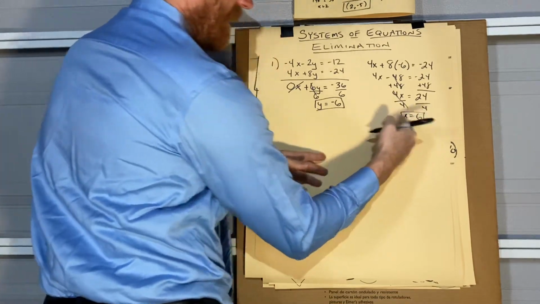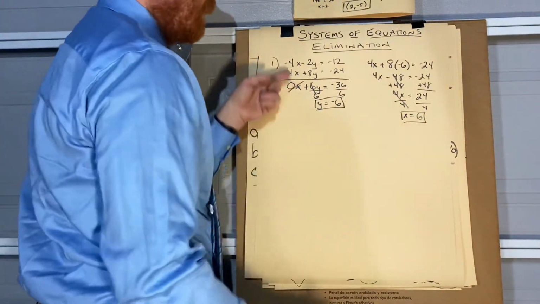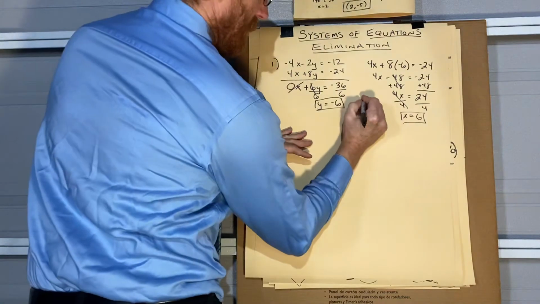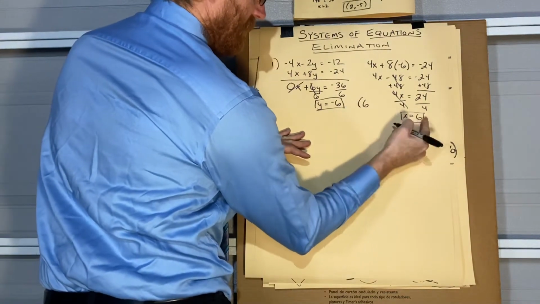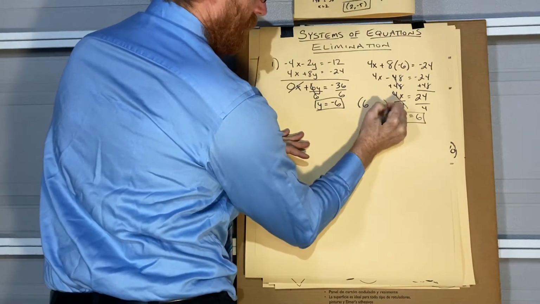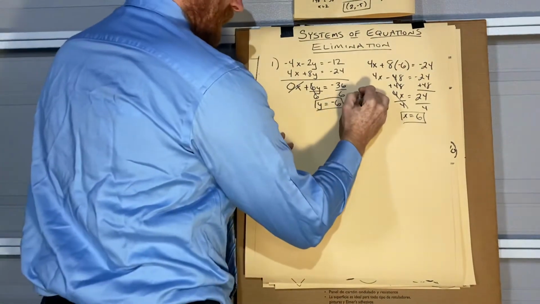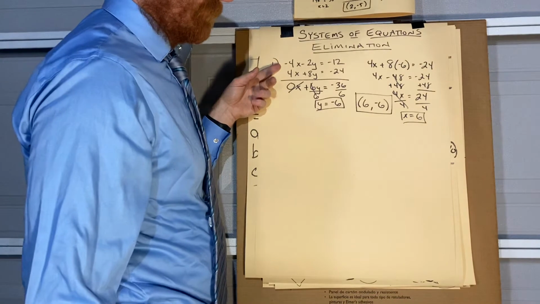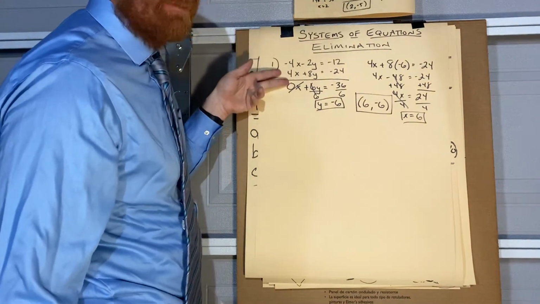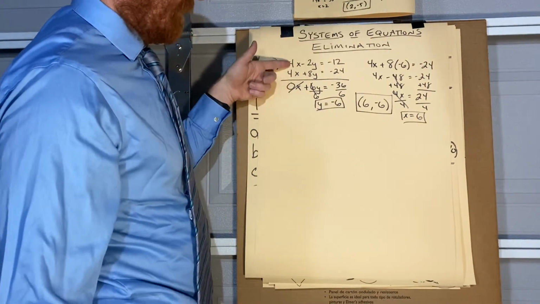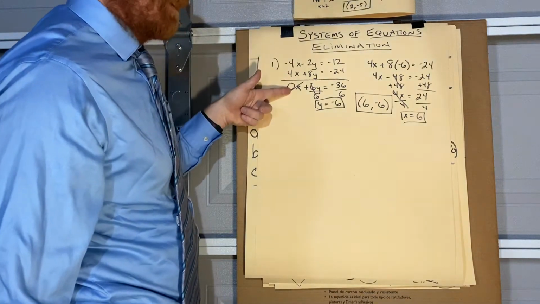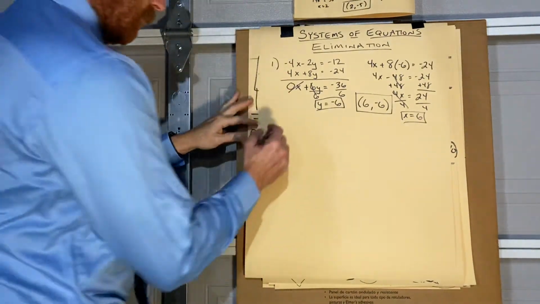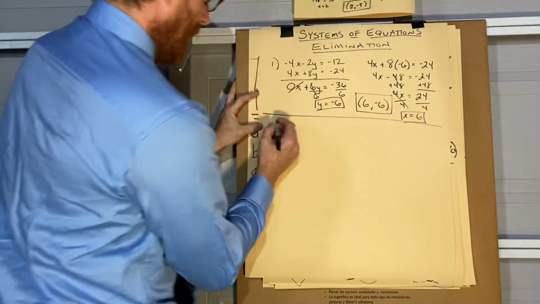I have the x value and the y value for my point where these two lines intersect. Remember, I put them together in a point, the x value first, comma the y value, boom. And this is actually my final answer for this system of equations. That's an easy one. It's already set up to eliminate. The x's are positive 4 and negative 4 dropping out automatically. Let's see one where it might not happen as easily.